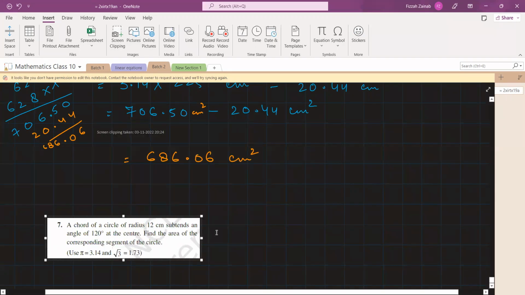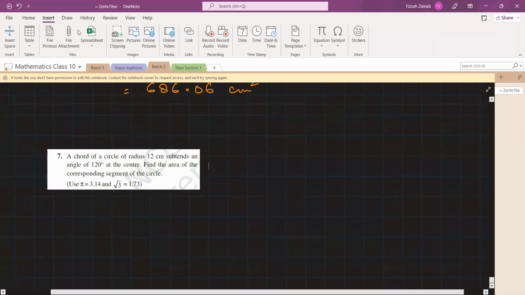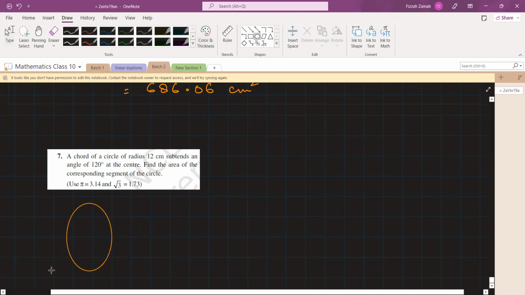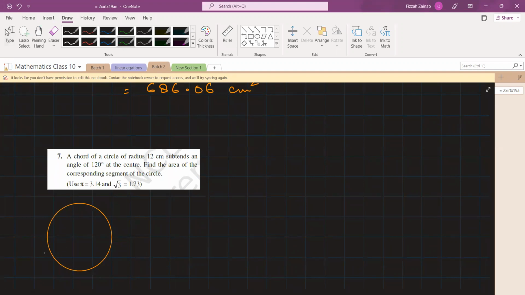Okay, it's a similar kind of question, so I'm not solving it. Now you'll solve it yourself, right? So a chord of a circle of radius 12 centimeter. You have a chord, let's say AB, of radius 12 centimeter. Okay. Subtends an angle of 120 degrees. So this time it is 120 degree. At the center, find the area of the corresponding segment of the circle.